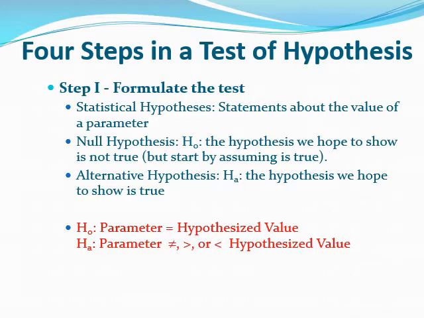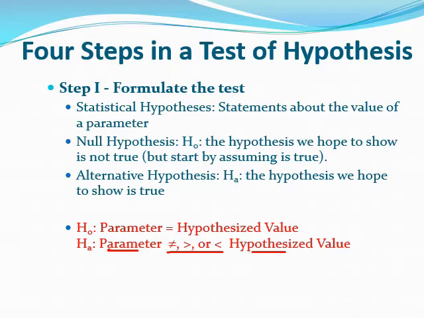And then you, by default, are going to write the parameter as equal to the hypothesized value in the null. And so the work is done in the alternative, identifying the parameter, identifying the value, and then identifying the direction that you want to test. Because the null, you just take the parameter, the hypothesized value, and throw an equal sign between them. And so that's the first step.